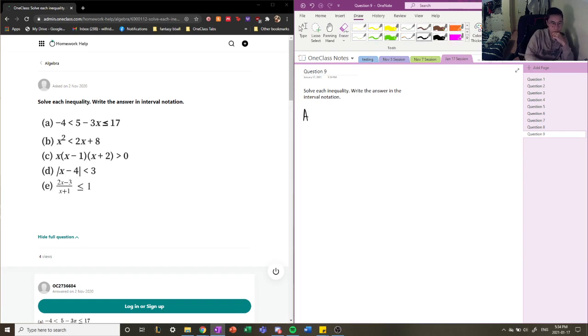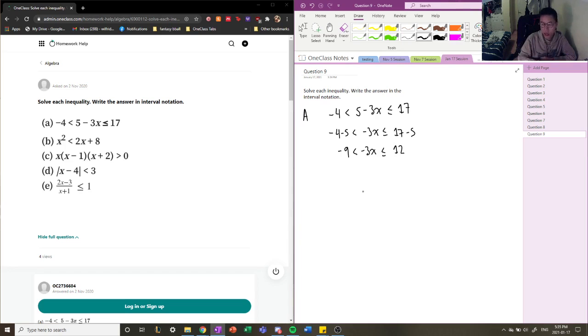So a is -4 is less than 5 minus 3x, and this is always less than or equal to 17. The general goal for a lot of inequalities is that you want to isolate your variable. In this case, we want to isolate x, which is in between these two inequalities. The first thing we want to do is get rid of 5, so we subtract 5 from all sides. If we simplify, we get -9 less than -3x less than or equal to 12.